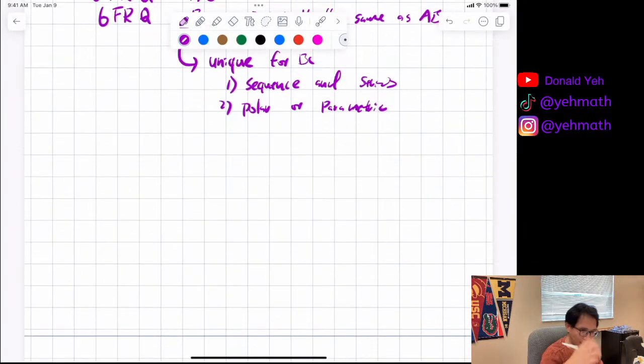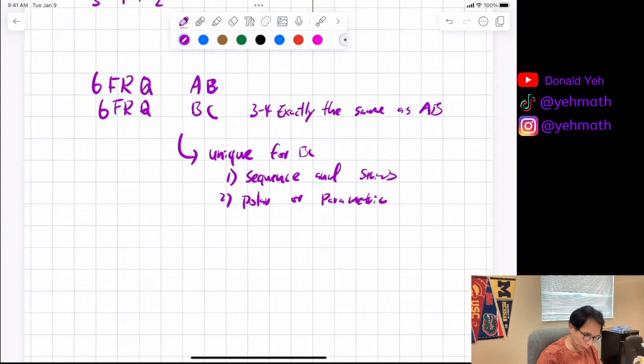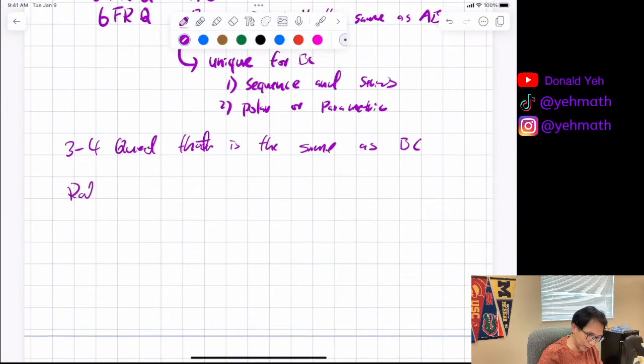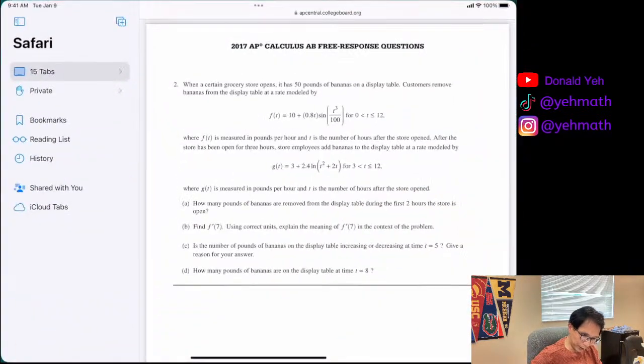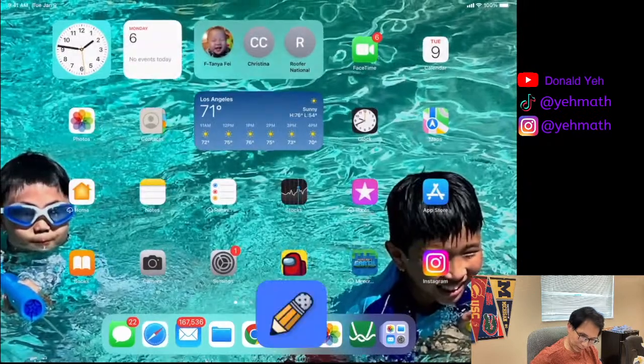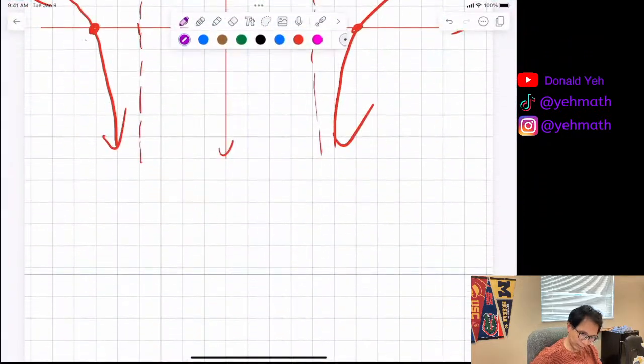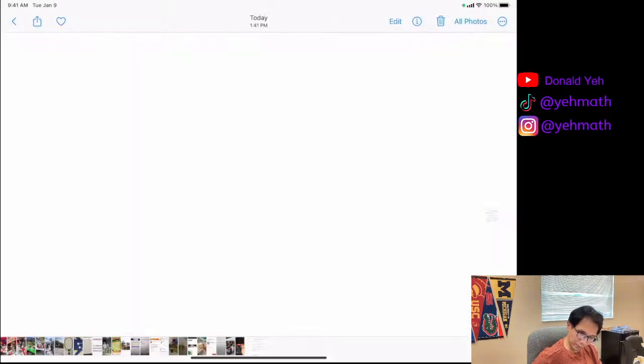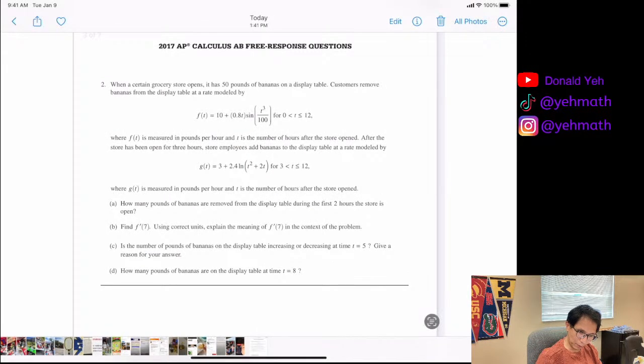So right now we just need to work on these 3 to 4 questions that are the same as BC. One of them has to be rate in minus rate out. So rate in minus rate out. Okay, this is the question that we are going to work on.